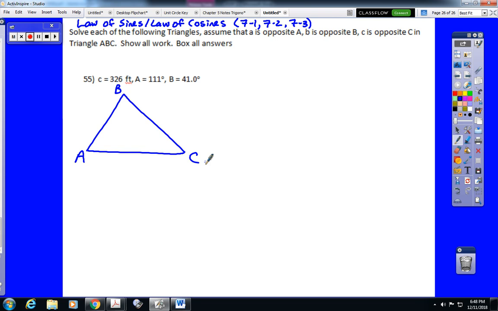We have 3 angles A, B, and C listed with capital letters, and 3 opposite sides with lowercase letters. So little c, which is 326 feet, is known. We do not know the length of little a. We do not know the length of little b. We do know that angle A is 111 degrees, and we know that angle B is 41.0 degrees. Now notice we're far enough into the book now that significant figures matter, and all 3 of these numbers are listed with 3 significant figures, which means all of our answers should be rounded to 3 significant figures.